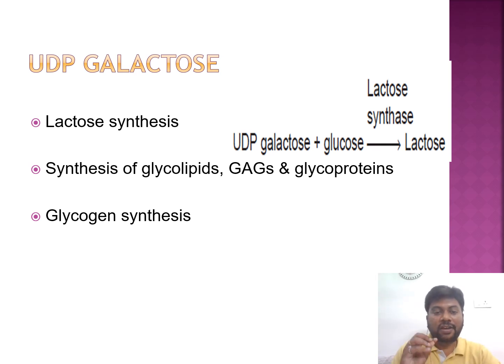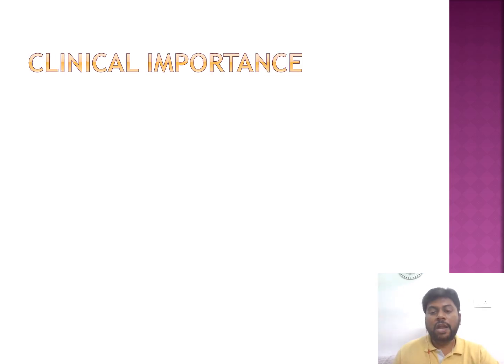Okay, so this is the fate of UDP galactose, and this is how galactose is metabolized in our body. Now we will see a few disorders related to galactose metabolism. To start with, there are two main enzymes involved in galactose catabolism. What are those two enzymes? The first one is galactokinase and the second one is galactose 1-phosphate uridyl transferase.